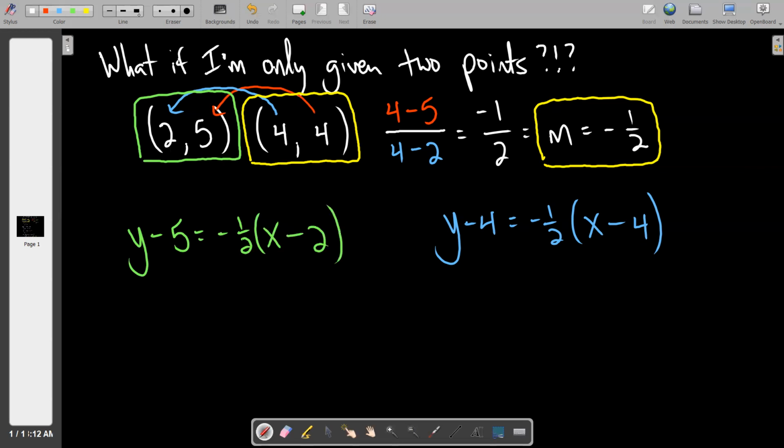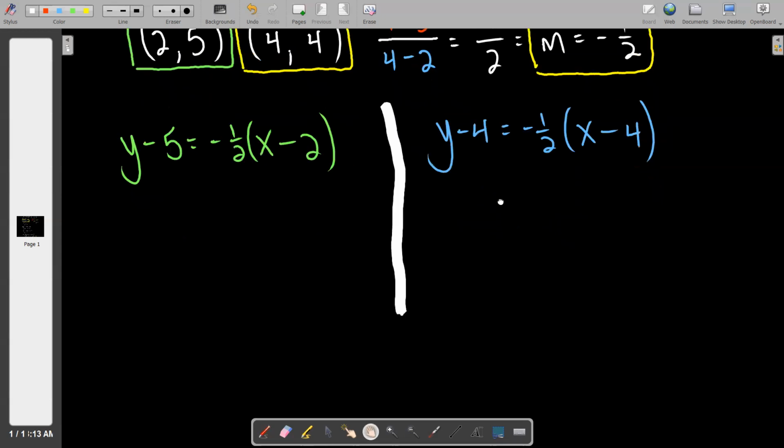Would you believe me, and you don't have to believe me just because I'm your math teacher, if I told you that the green equation and the blue equation are exactly the same? Let's find out. Let's do what we did earlier in the class. Remember when we took the point slope and we distributed and made it look like y equals mx plus b? This will reveal the truth of the matter. Are these the same equation or are they not?